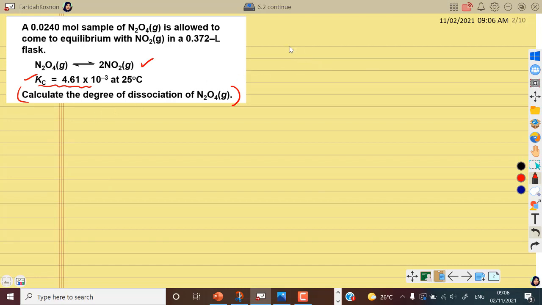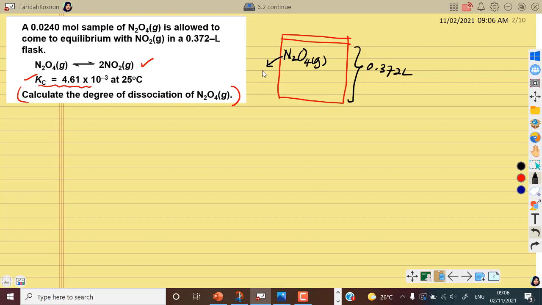Alright, so you have, let's say you have a closed container. So firstly, of course, you akan masukkan the reactant. Siapa reactant kita? N2O4. Okay, let's say saya lukis kat sini ataupun saya tulis the reactant N2O4 gas. Okay, so the volume of the flask is 0.372 liter and the number of mole of the reactant yang saya masukkan ni adalah 0.024 mole. Okay, so apa yang berlaku? Reaction itu berlaku pada suhu 25 degree Celsius at constant temperature.